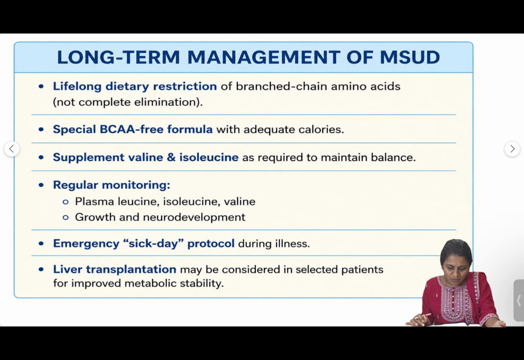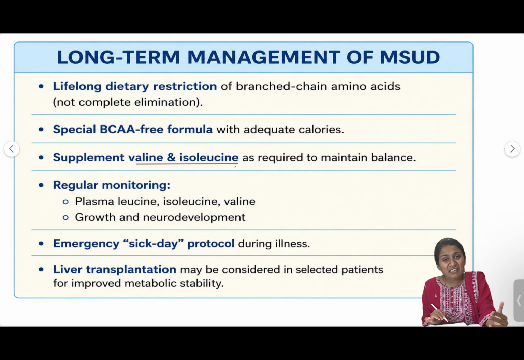Then long-term treatment. When the acute phase is over, after the settlement of the acute phase, you have to plan a long-term strategy. So lifelong dietary restriction of branched chain amino acids, and you also have to provide this branched chain amino acid free formula, supplemented with valine and isoleucine. Why do you want to supply valine and isoleucine?